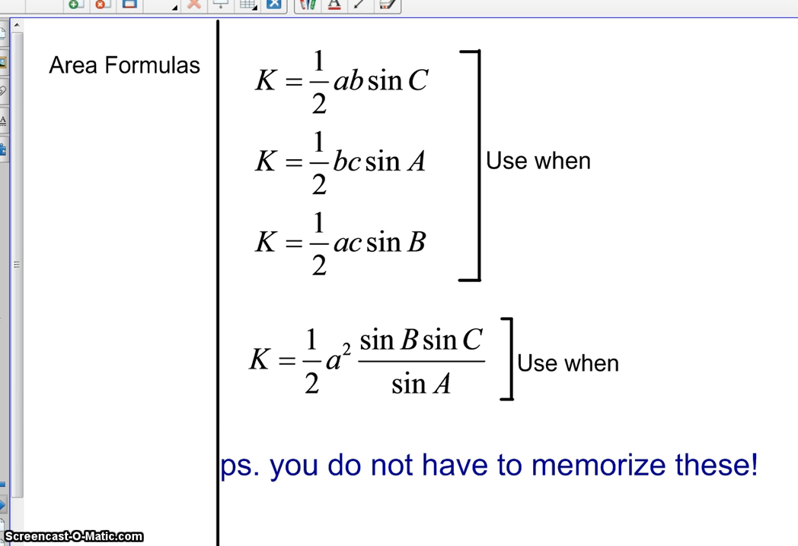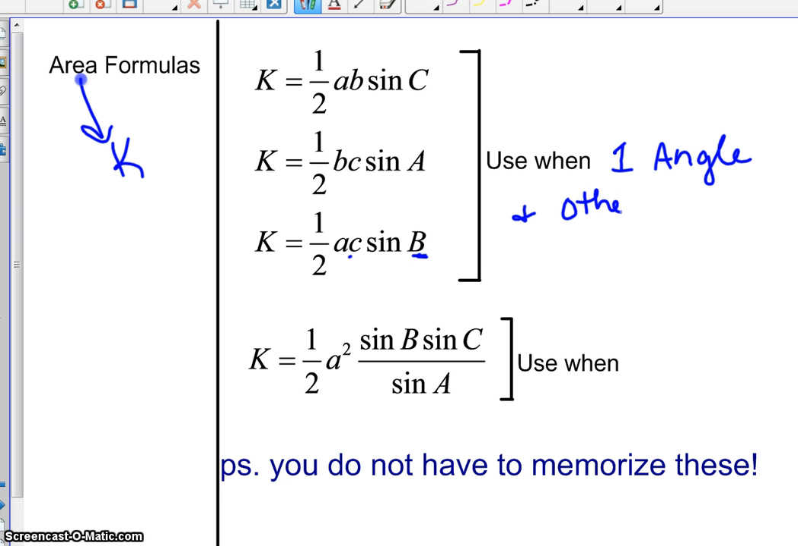Area formulas. The first one we need is the K. K is always the area. So when we're talking about the area, we're talking about the letter K. One is that K is 1/2 AB sine C. Another one, 1/2 BC sine A, 1/2 AC sine B. Notice in sine B, we don't have side B, but we have angle B. So we use this when we're given one angle and the other two sides.